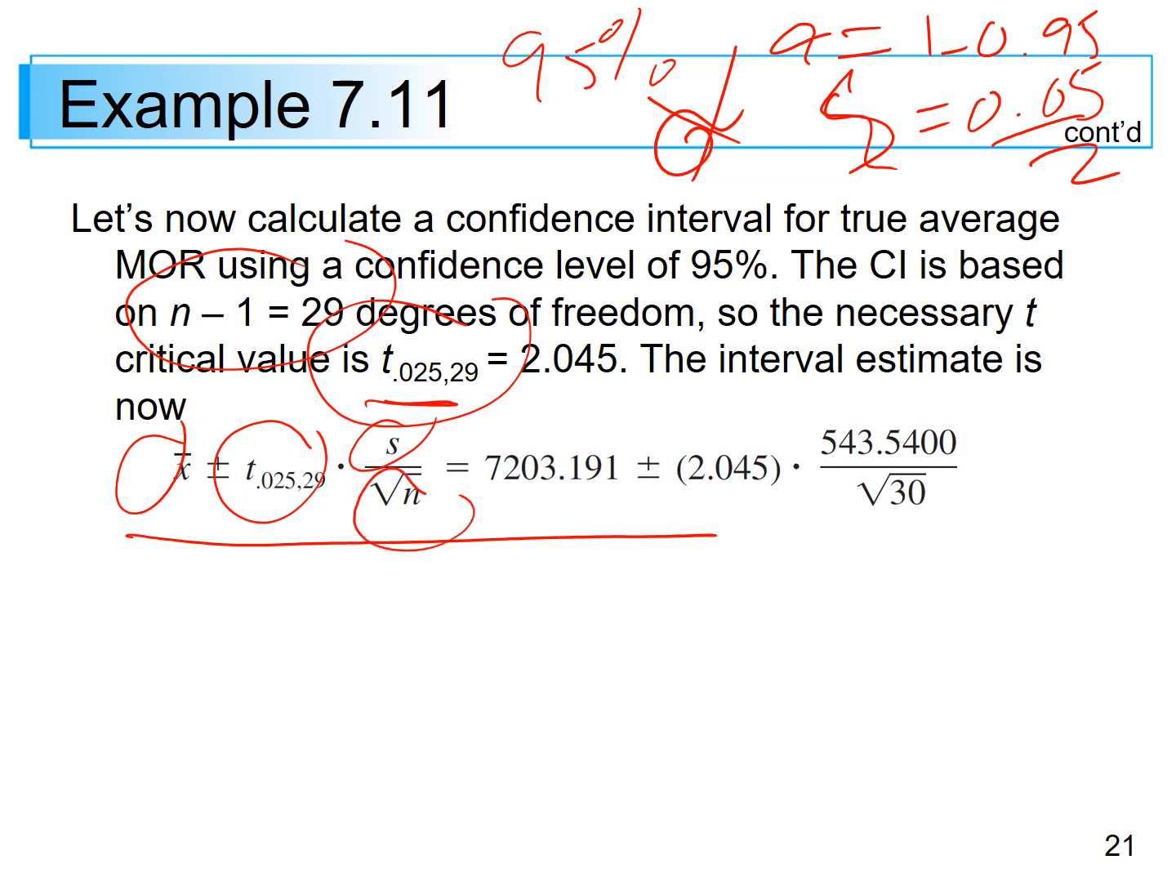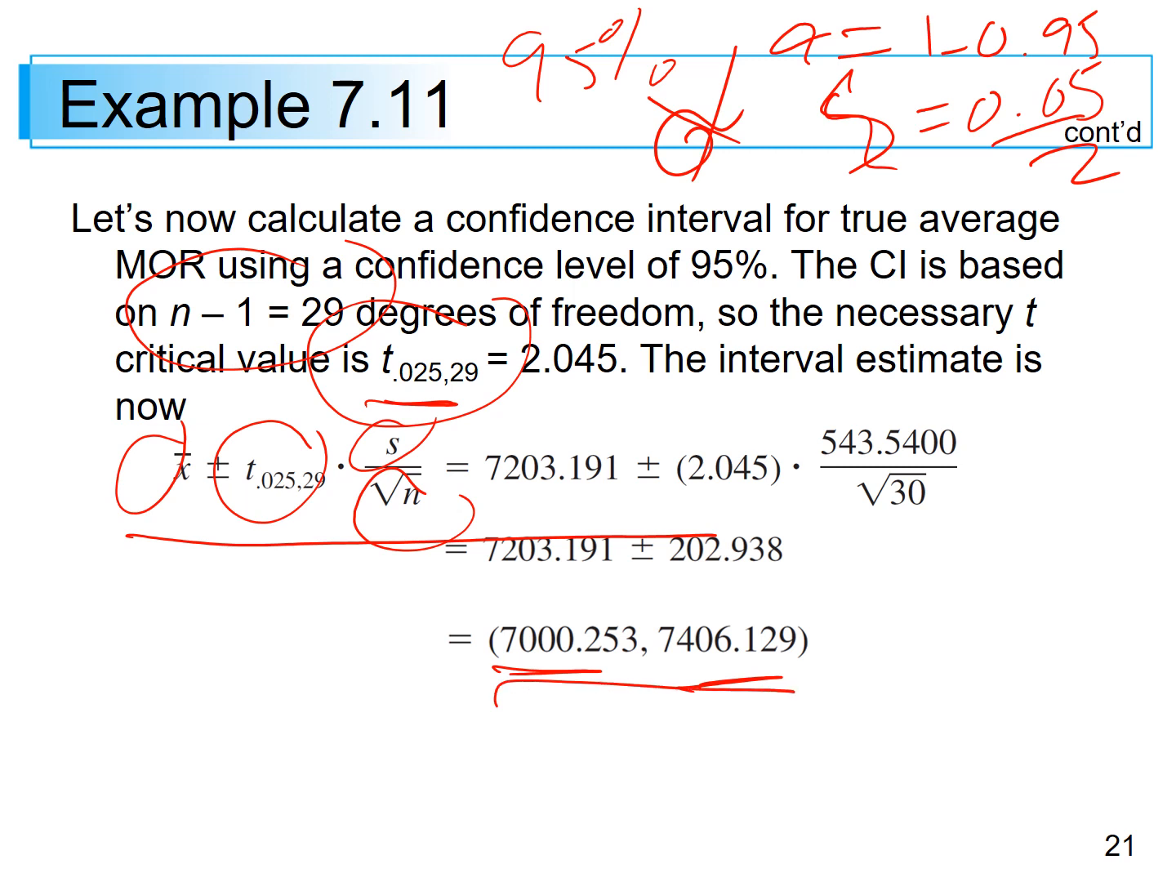The interval we compute is between 7,000 and 7,406, and we estimate that interval with 95% confidence. What do we notice? Even though we have a sample size that's not too small, the interval is still wide. Why is that? It's because there's a lot of variability in the sample.